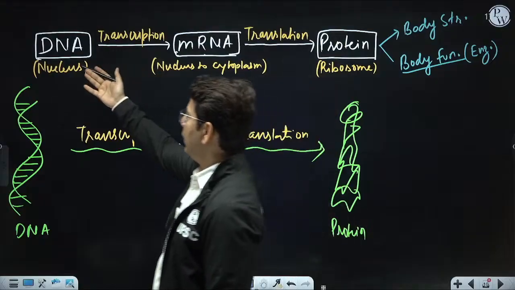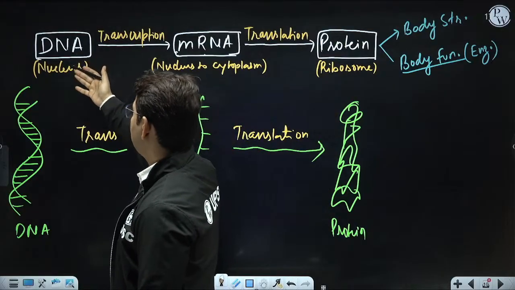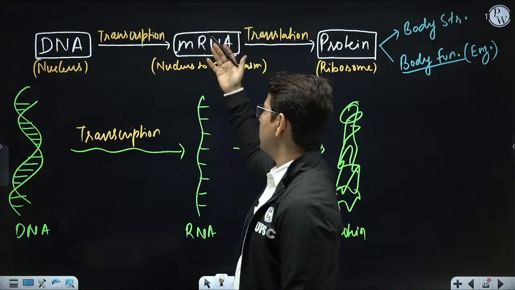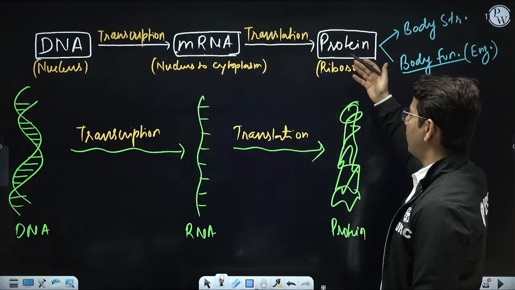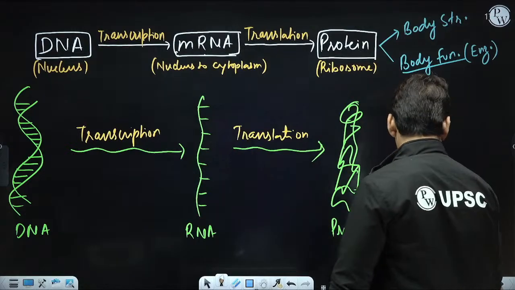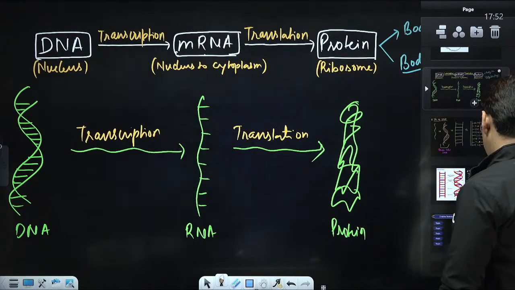So at the end, this is the most important thing. If we have DNA or gene, then this DNA will pass information to messenger RNA. Messenger RNA will pass information to ribosome. Ribosome will make protein. This is called central dogma of biology. I'll show you one more.